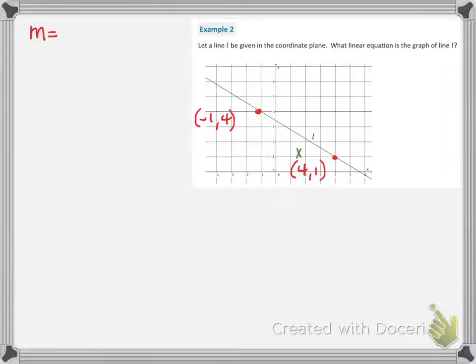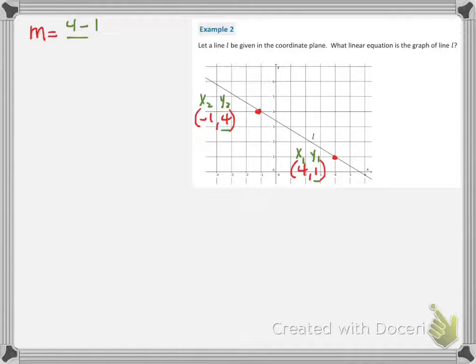I'm going to call this x1, and this one's y1. This one will be x2, and this will be y2. That way I can make sure that when I put my numbers into this equation, I don't mix them up. So it's y2, that's a 4, minus whatever y1 is, that's a 1.